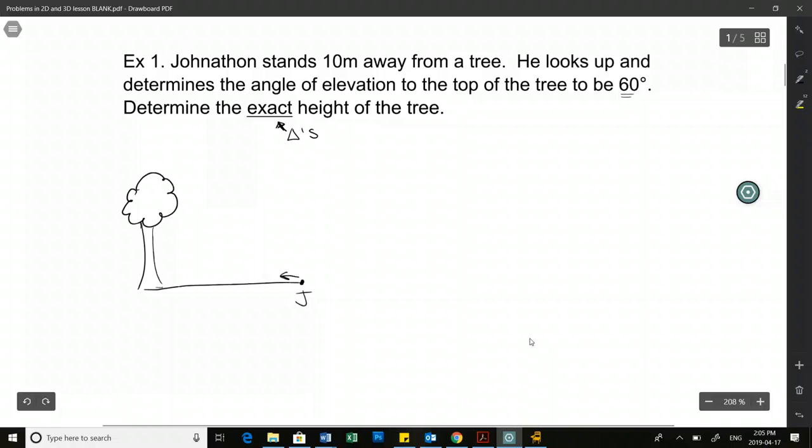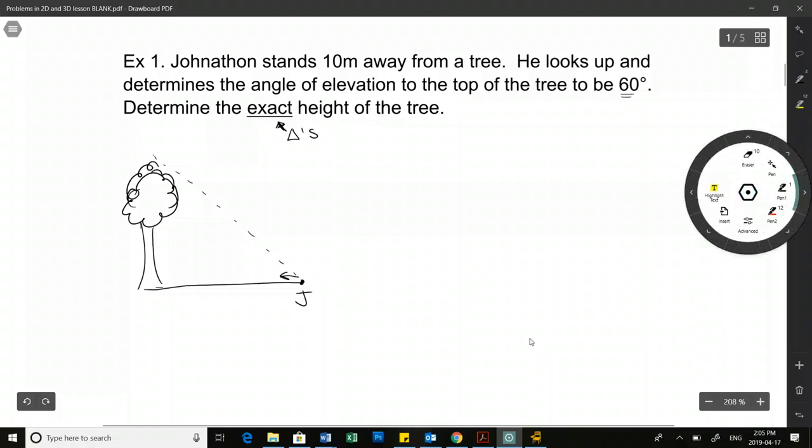So looking straight, and then we turn our gaze up to the top of this tree right here. I didn't do that line great, but you guys will just add on to the tree a little bit there. That angle of elevation, that's going to be the 60. So here's our line of sight, and this is our 60.